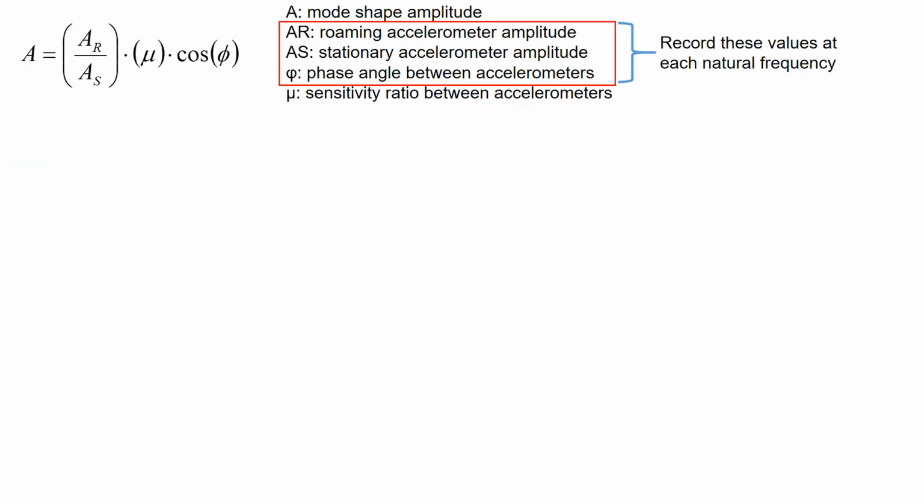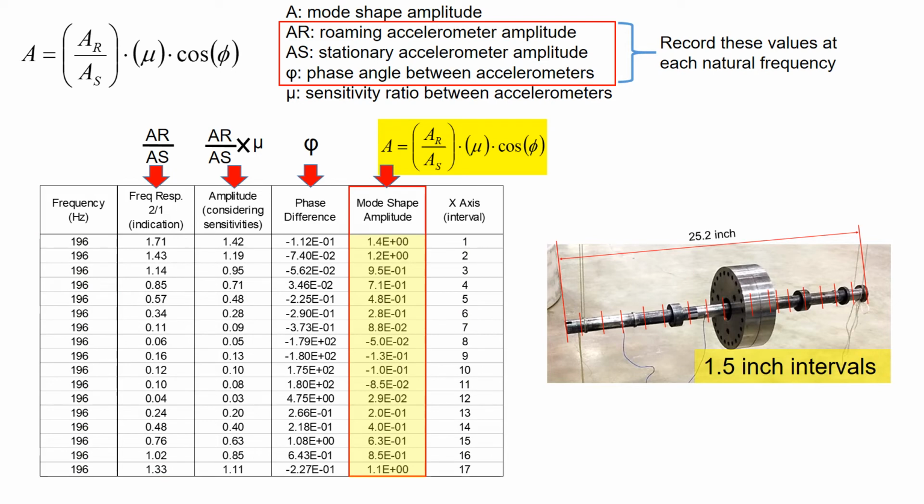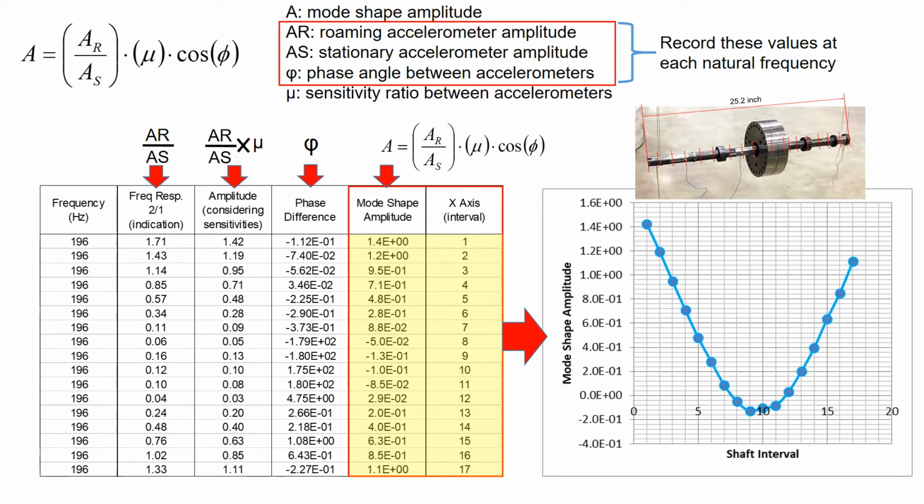Alright, let's look into the collected data from the impact test. If you have recorded the data at each natural frequency, the data would look like this. This data set is for the first natural frequency of 196 Hz, with data recorded at each interval. Now, if you multiply all the recorded data, you will get the mode shape amplitude. If you plot this amplitude versus the intervals, you will get the mode shape for the first natural frequency at 196 Hz.